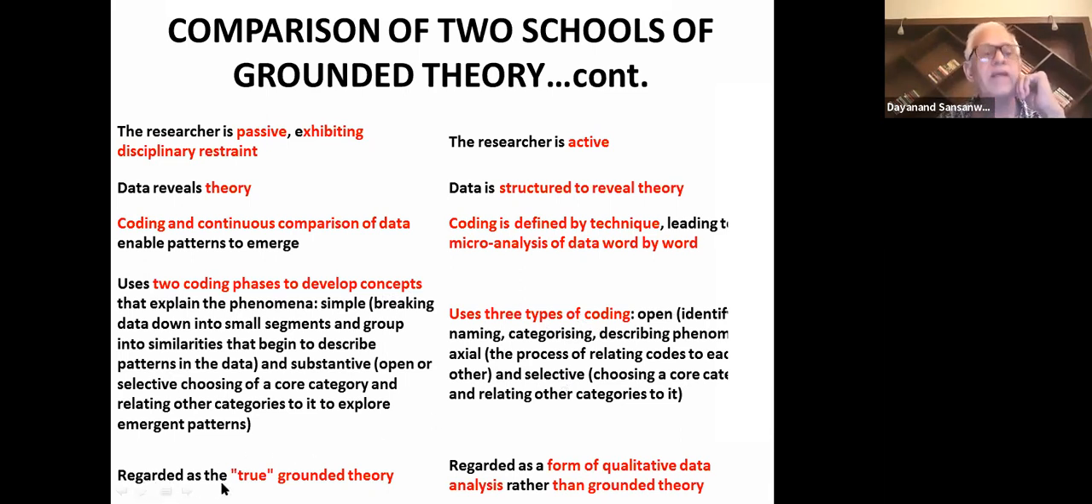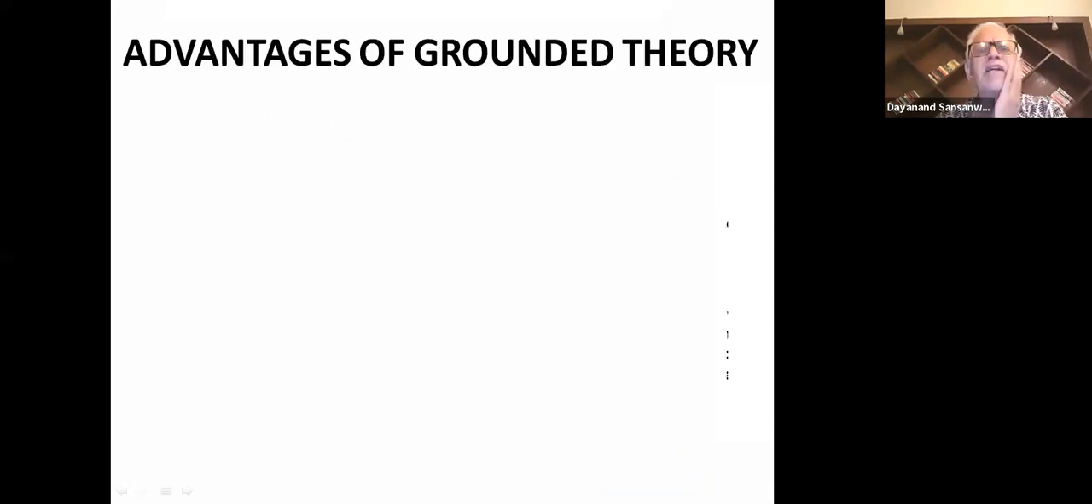Then here in the Glaserian one, the true grounded theory comes up, and here it is regarded as a form of qualitative data analysis that grounds the theory. So these are some of the differences.